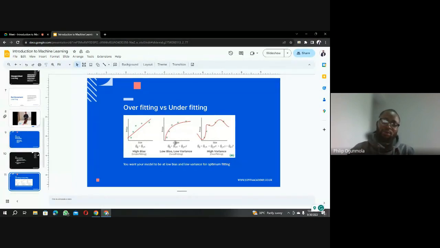What you actually want is for your model to have low bias and low variance. You get my point? But also, at the end of the day, there's what we call the loss function. That's the distance between your line of best fit and your actual data, the difference between your predicted targets and the actual target. You want to make sure that it is very low. It's also called error. You want to make sure you have very low error.